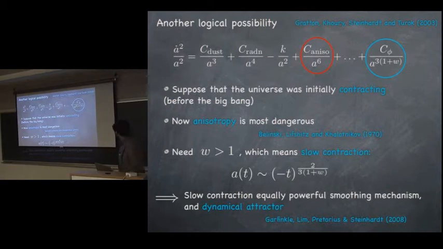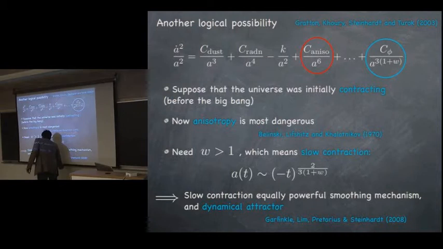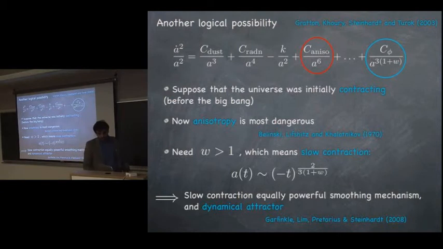In fact, I just wanted to point out that these heuristic statements I just made were shown through numerical relativity calculations by these guys. So you can show with a scalar field that indeed most of the universe becomes smooth as time goes on, even though it's collapsing.